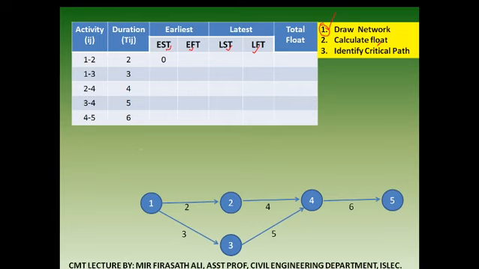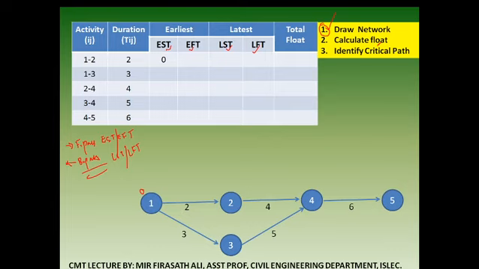See, if we go in this manner, it is nothing but the forward pass. If we come in this manner, it is nothing but the backward pass. In the forward pass, what will we get? EST and EFT. In the backward pass, we get LST and LFT. For the starting activity 1, EST is always 0.